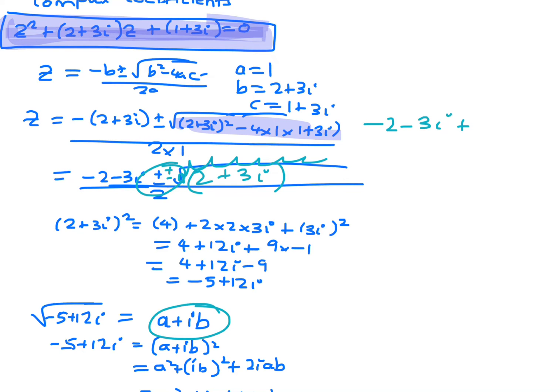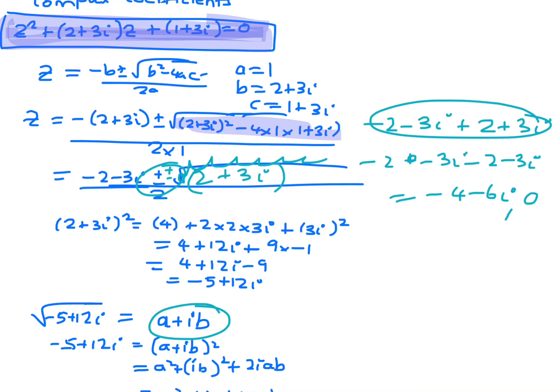So it's minus 2 minus 3i plus 2 plus 3i, and minus 2 minus 3i minus 2 minus 3i. So that's going to be minus 4 minus 6i, and this one here is going to be 0.